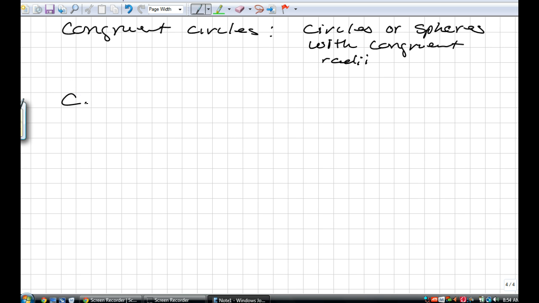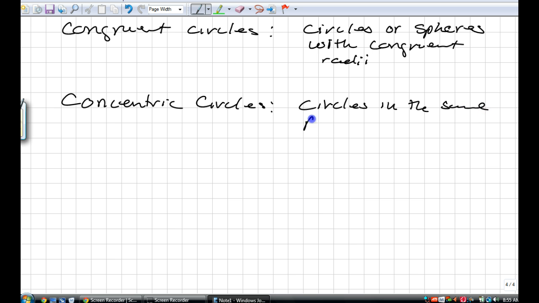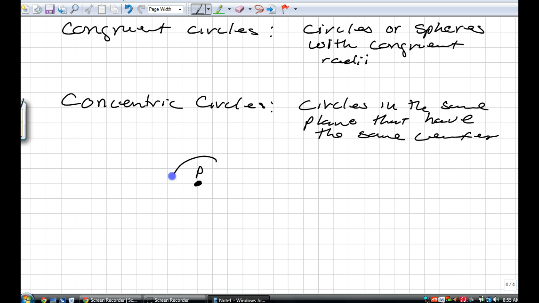Then we have the idea of concentric circles, okay? And concentric circles are circles in the same plane that have the same center. Okay, so if this is center P, then that would represent concentric circles. And we can also have concentric spheres also, okay?